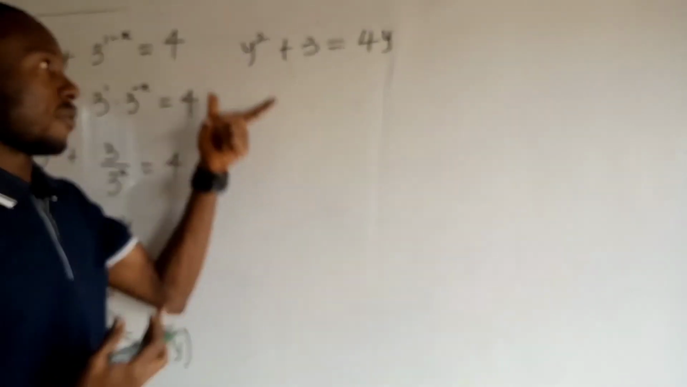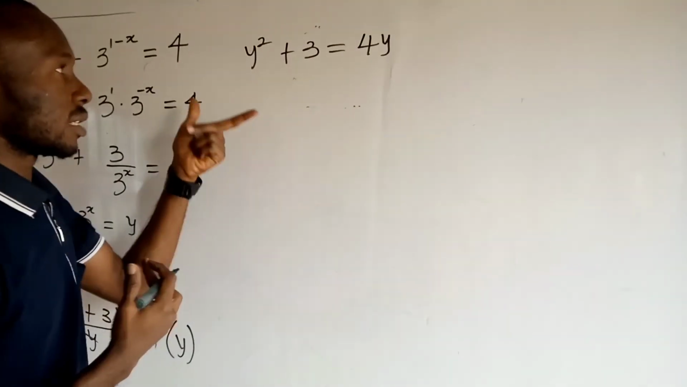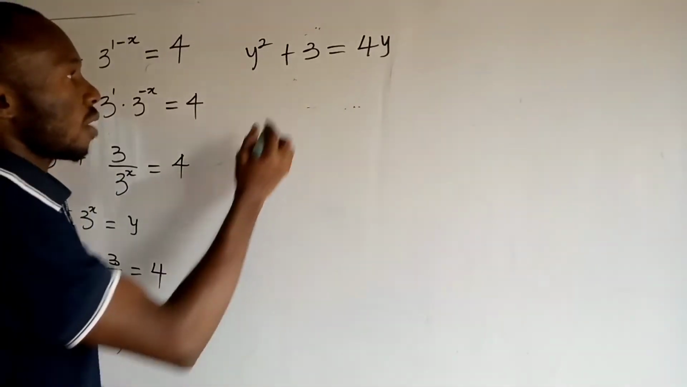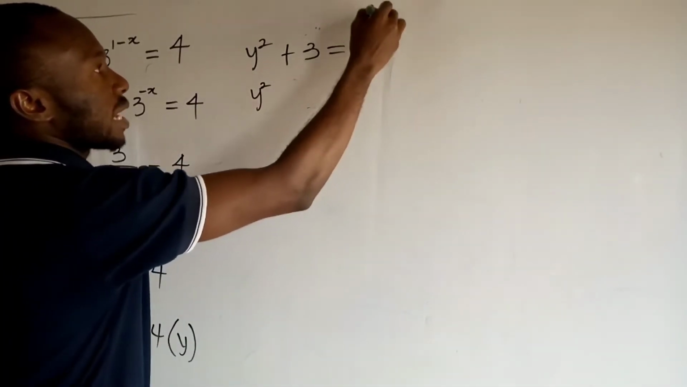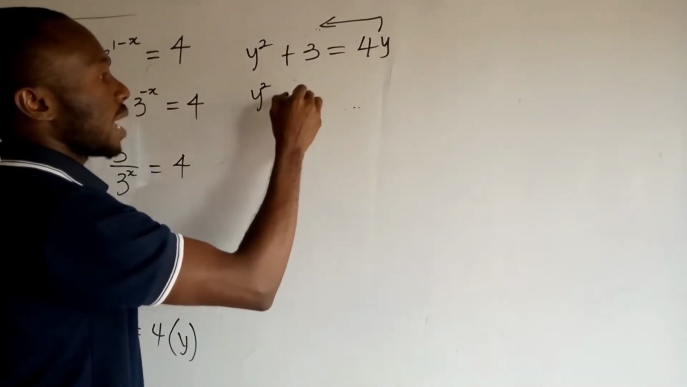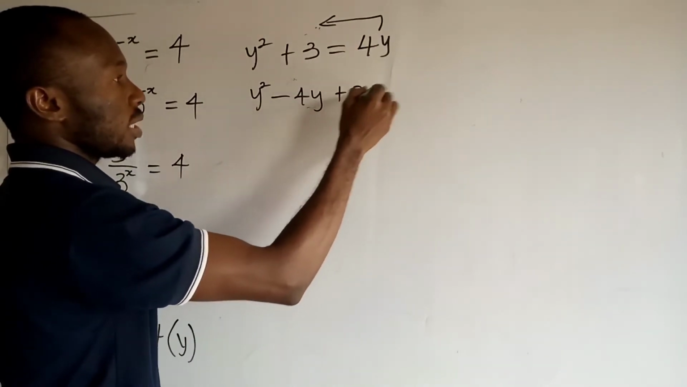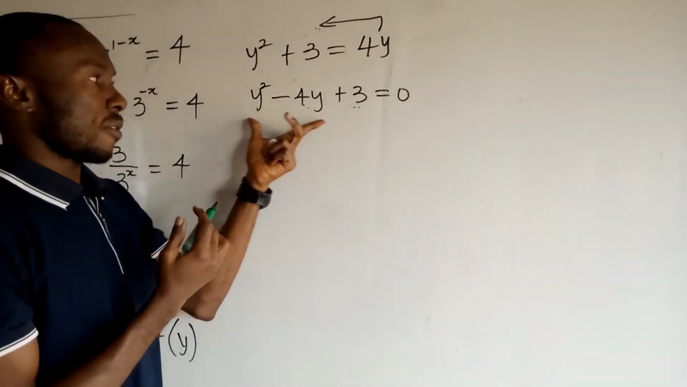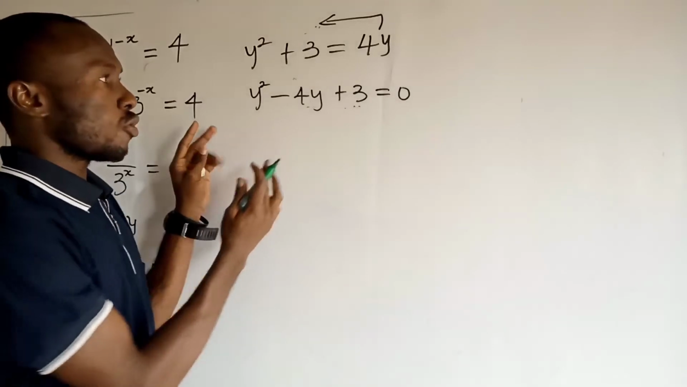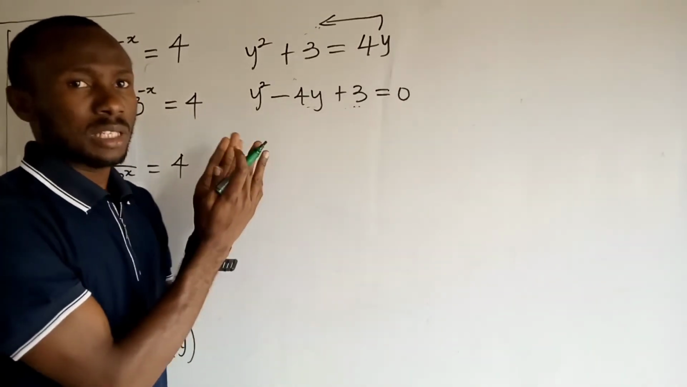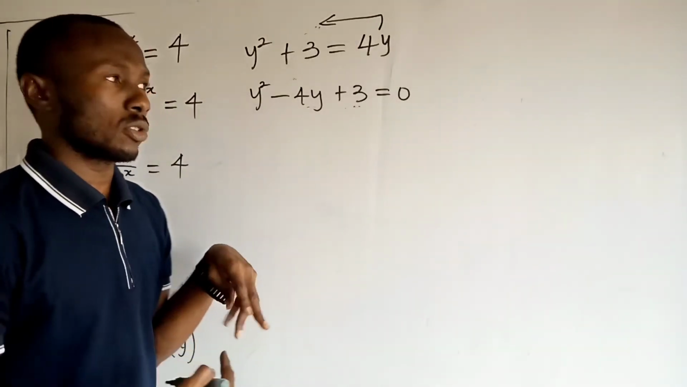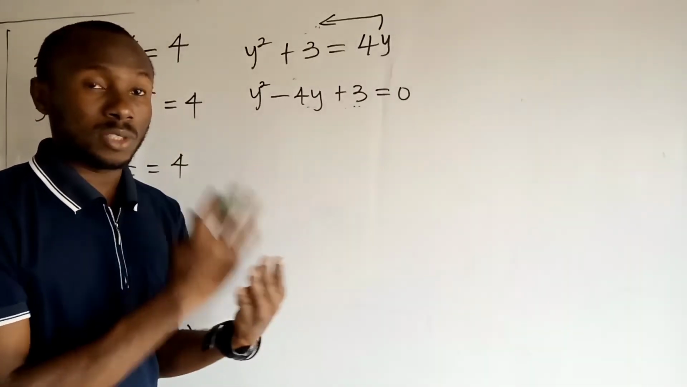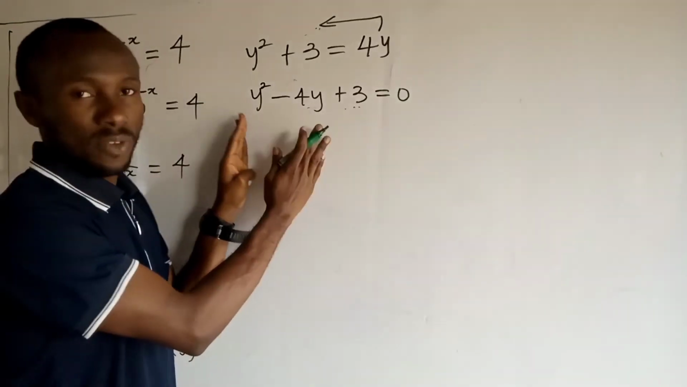Of course, now we have a quadratic equation, and how do we go about solving it? I have to arrange it in standard form. So I'll have y squared, I'll take this term to this side, so I have minus 4y, then plus 3 is equal to 0. Now, this quadratic equation is factorizable. If you want me to show you what factorizing a quadratic equation is all about, please put it down in the comment section, and I'll make a video on that. But in this case, it is factorizable.